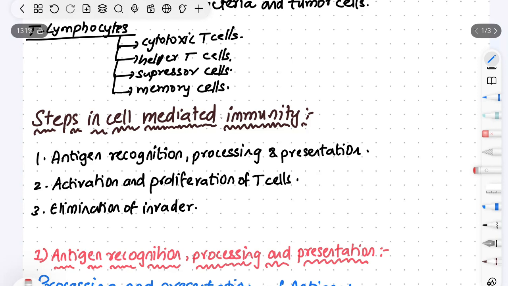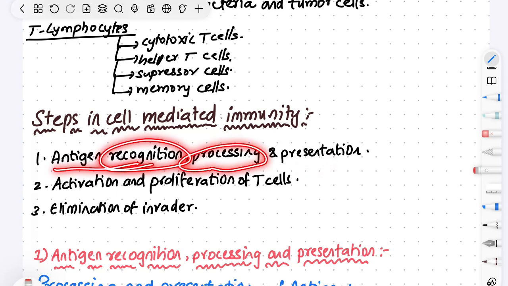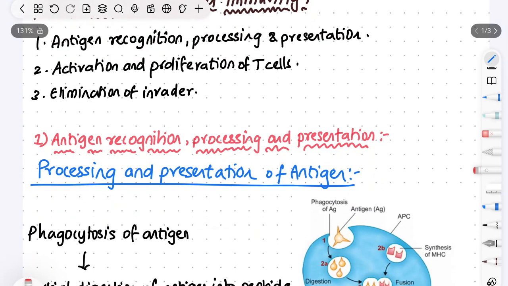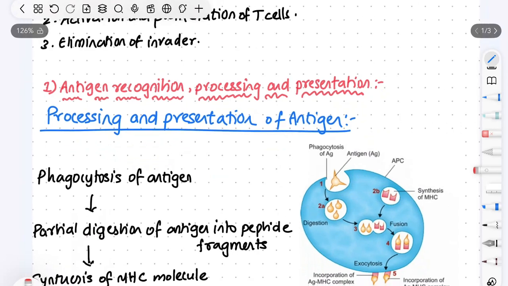The first step is antigen recognition, processing and presentation. So, antigen must first be recognized, processed and presented to T lymphocytes. And how does this process take place? We'll be studying that. First, we will talk about processing and presentation of antigen. Antigen itself is not recognized by T lymphocytes, so it must be processed and presented to the T lymphocyte for the generation of immune response. So how does this processing and presentation take place?